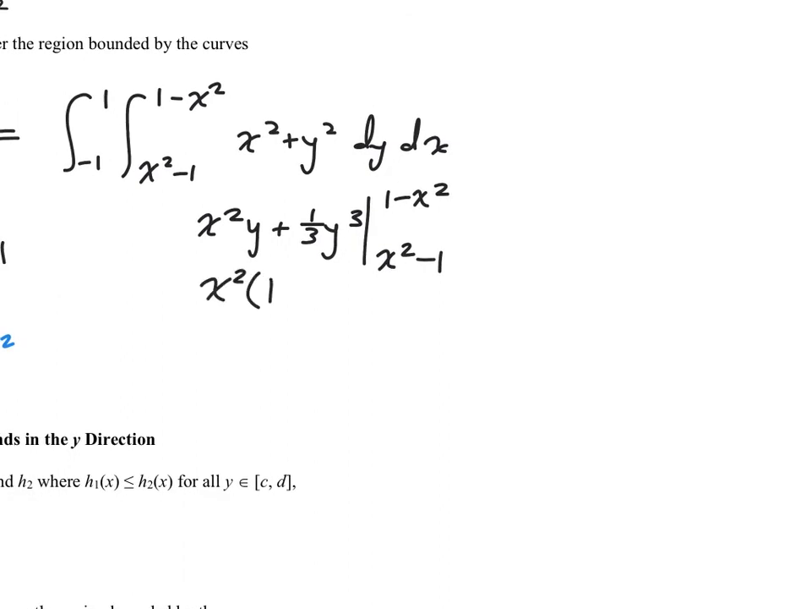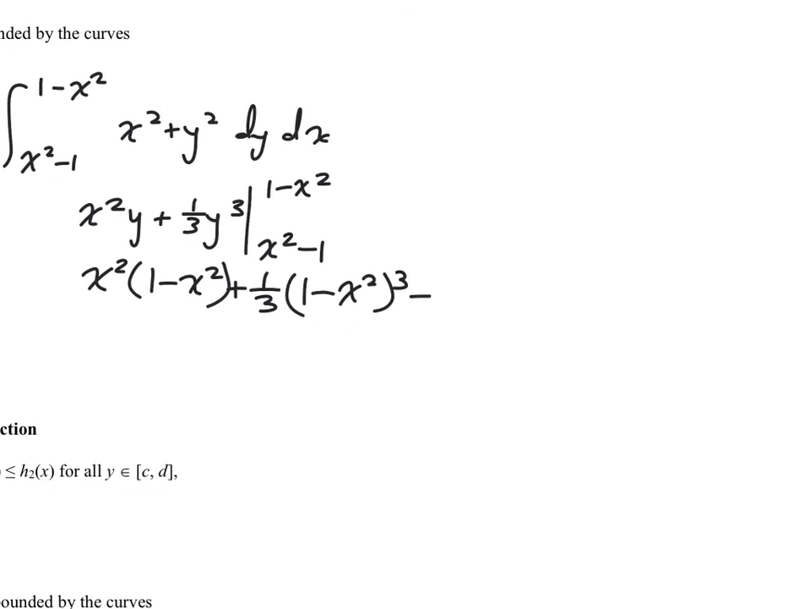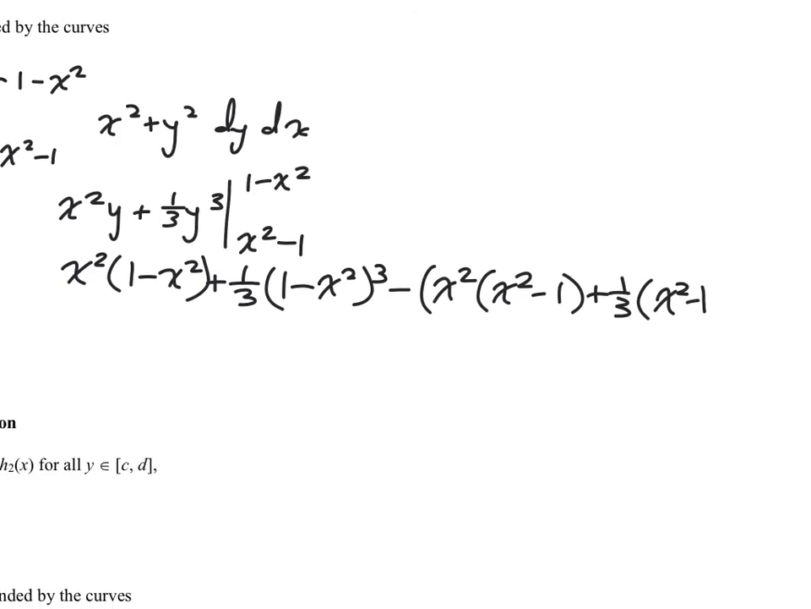So x squared times 1 minus x squared plus 1/3 times 1 minus x squared cubed minus all that same stuff, the same structure, just this time replacing the y's with x squared minus 1. All right, so minus x squared times x squared minus 1 plus 1/3 times x squared minus 1 as a quantity cubed.